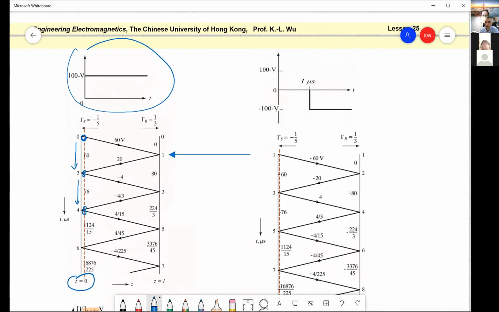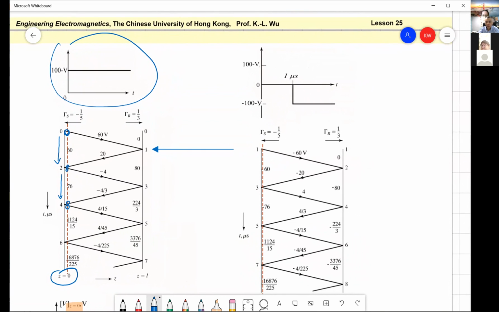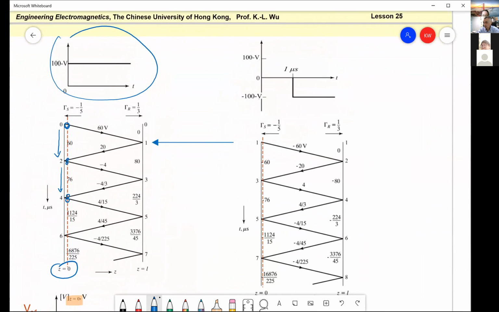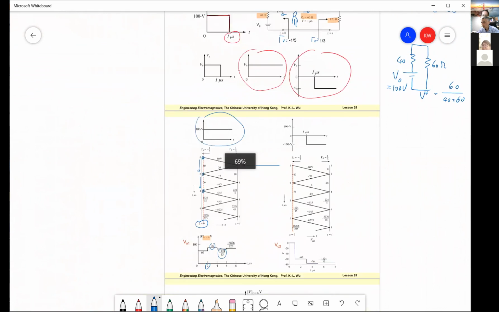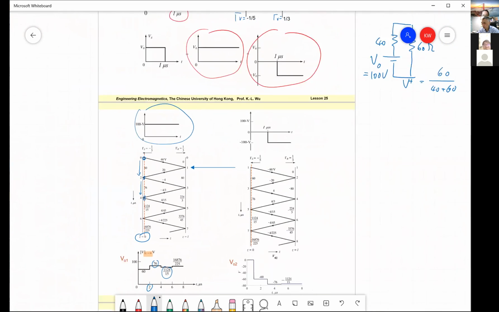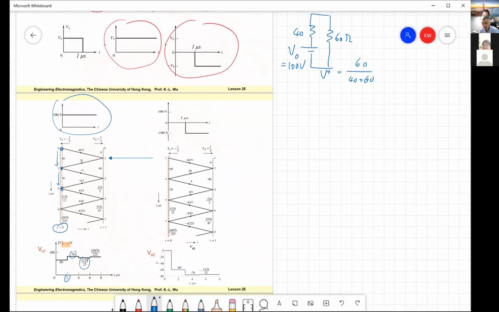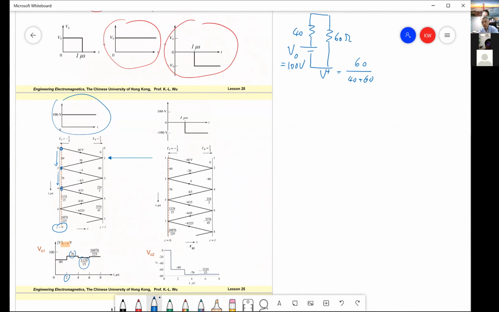Then we know what the voltage is by the first step function. This is what, okay, by the first step function input. And then don't forget we have another step function we need to subtract, or we need to add the negative step function starting from 1 microsecond.